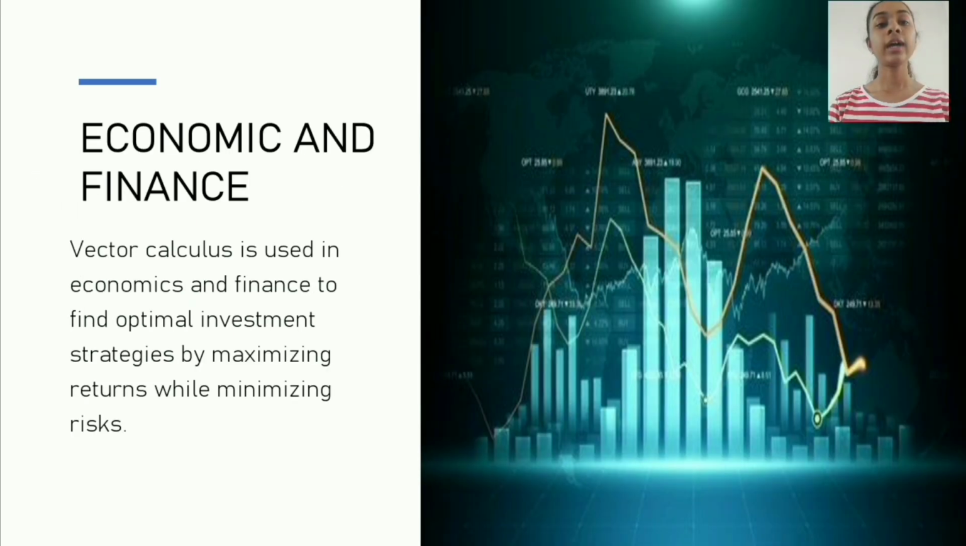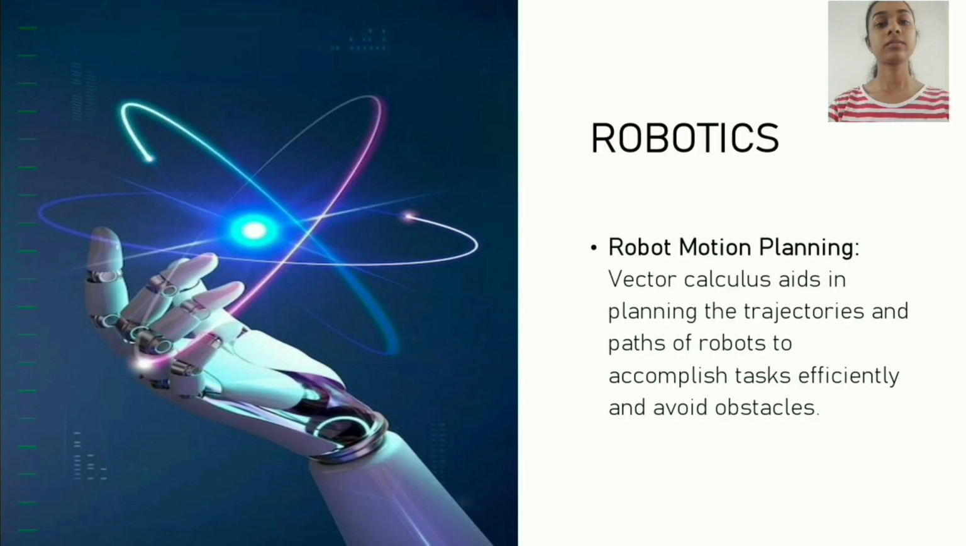Next, in the field of economics and finance. Vector calculus is used in economics and finance to find optimal investment strategies by maximizing returns while minimizing risks. Next, in the field of robotics. Robot motion planning. Vector calculus aids in planning the trajectories and path of robots to accomplish tasks efficiently and avoid obstacles.